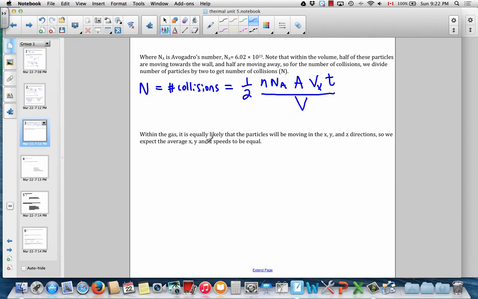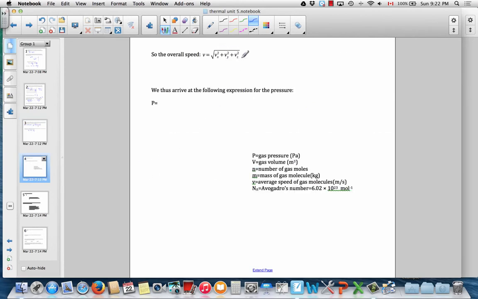Now, within the gas, it's equally likely to have a particle moving in the x, y, and z direction. So we expect the average x, y, and z speeds to be equal to each other. So for the overall speed, which is the sum of those three, each one of those is on average going to be the same. So we get a factor of root 3 times the x speed is the overall speed, or, because our derivation had a vx squared in it, we see that is 1/3 the average speed of the particle squared.